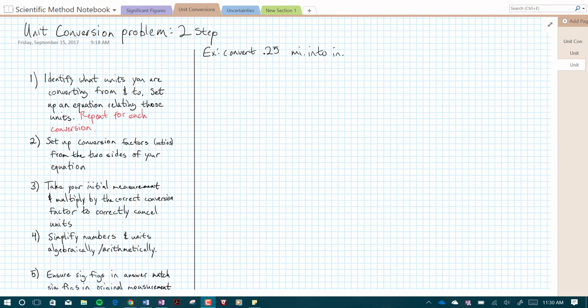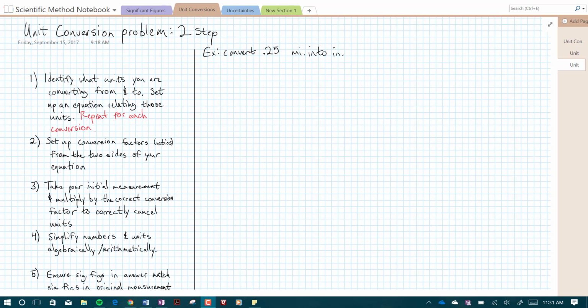Hi, in this example we're going to complete a conversion problem, but this is going to be a two-step conversion problem instead of a one-step. The process is the same for a two-step conversion problem as a one-step. We're just going to have to convert twice in a row.